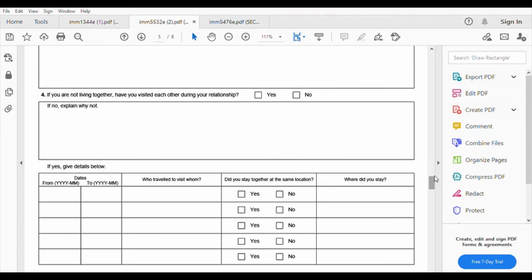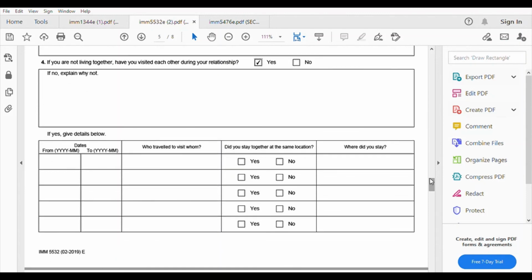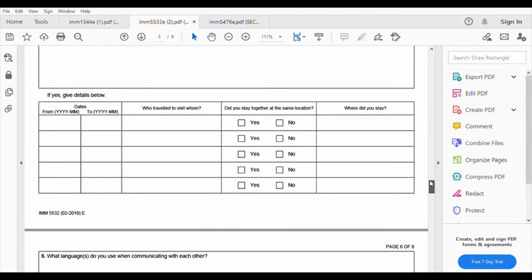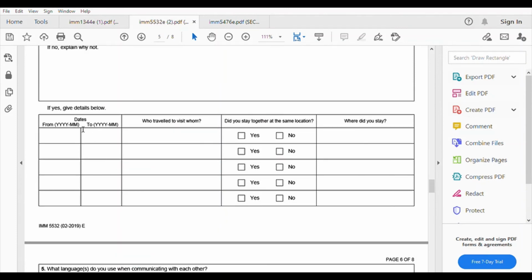If you are not living together, have you visited each other during the relationship? So if you are in a conjugal partner relationship or spouse, you need to mention yes or no, but for sure it must be yes. And if no, explain why. It must be yes, because if no, how can you be in a relationship if you don't visit each other? So if yes, give details. You need to give details: the dates that you visited your partner or your spouse, who traveled to visit whom, and the other information here.